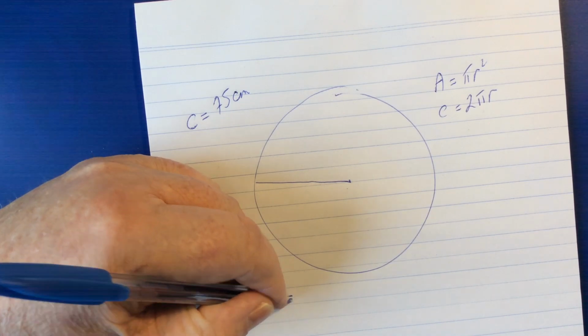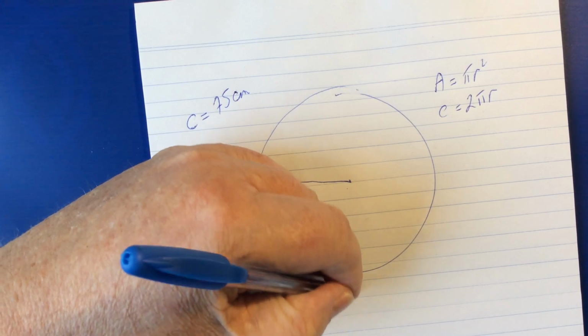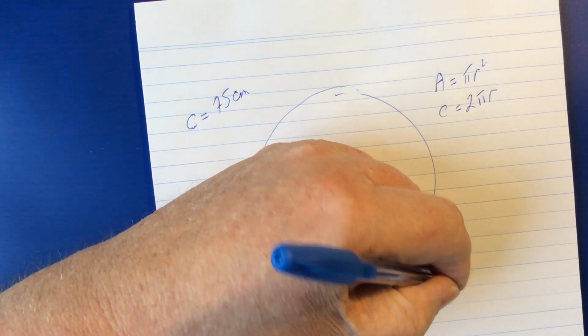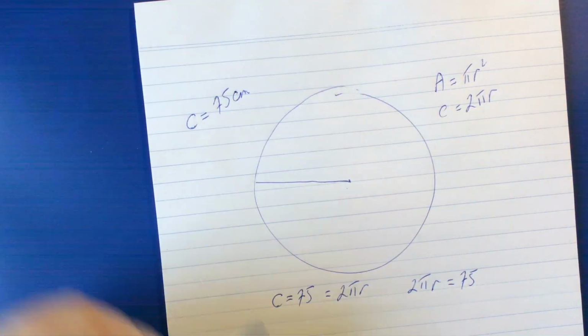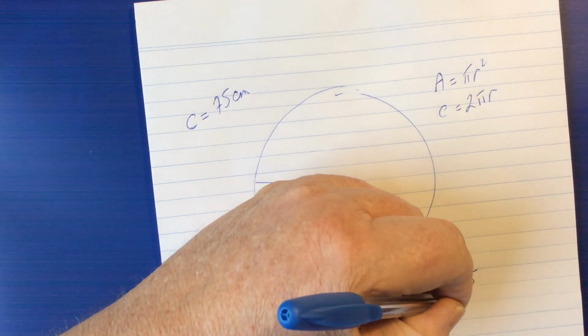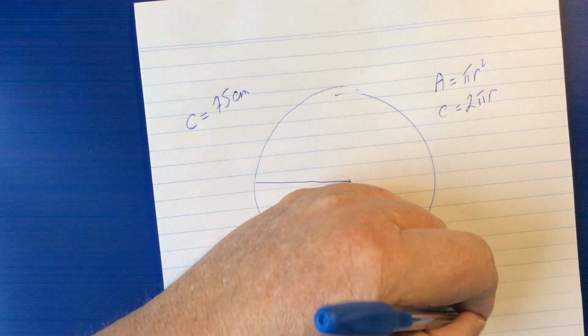C, which is equal to 75, is also equal to 2 pi r. So 2 pi r is equal to 75. Therefore, r is equal to 75 divided by 2 pi.